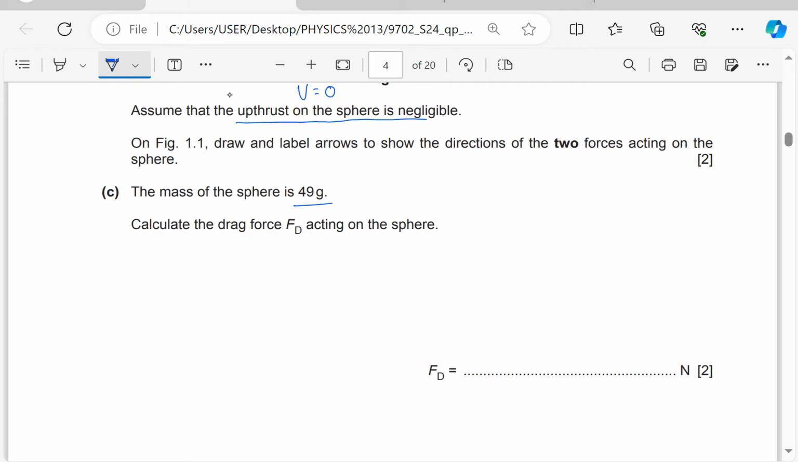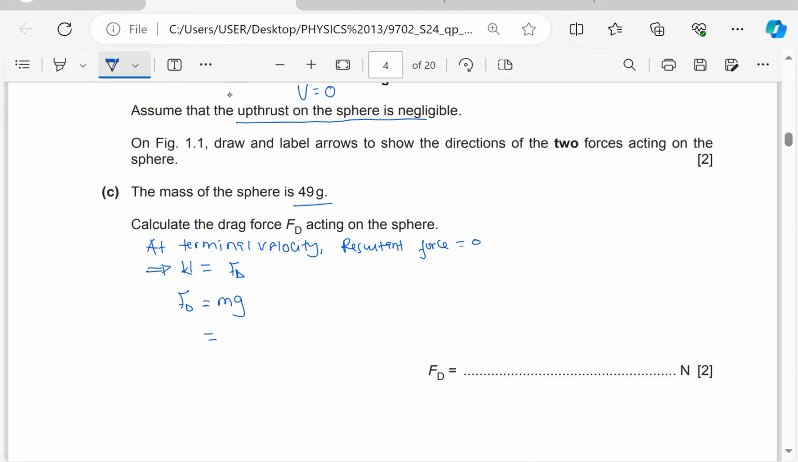So remember, it is moving at terminal velocity. So I'll simply say at terminal velocity, the resultant force should be equal to 0. That means the weight downwards should be equal to the drag force. So this implies that the weight downwards is going to be equal to the drag force Fd. So the drag force Fd is going to be equal to mg because the weight is mg.